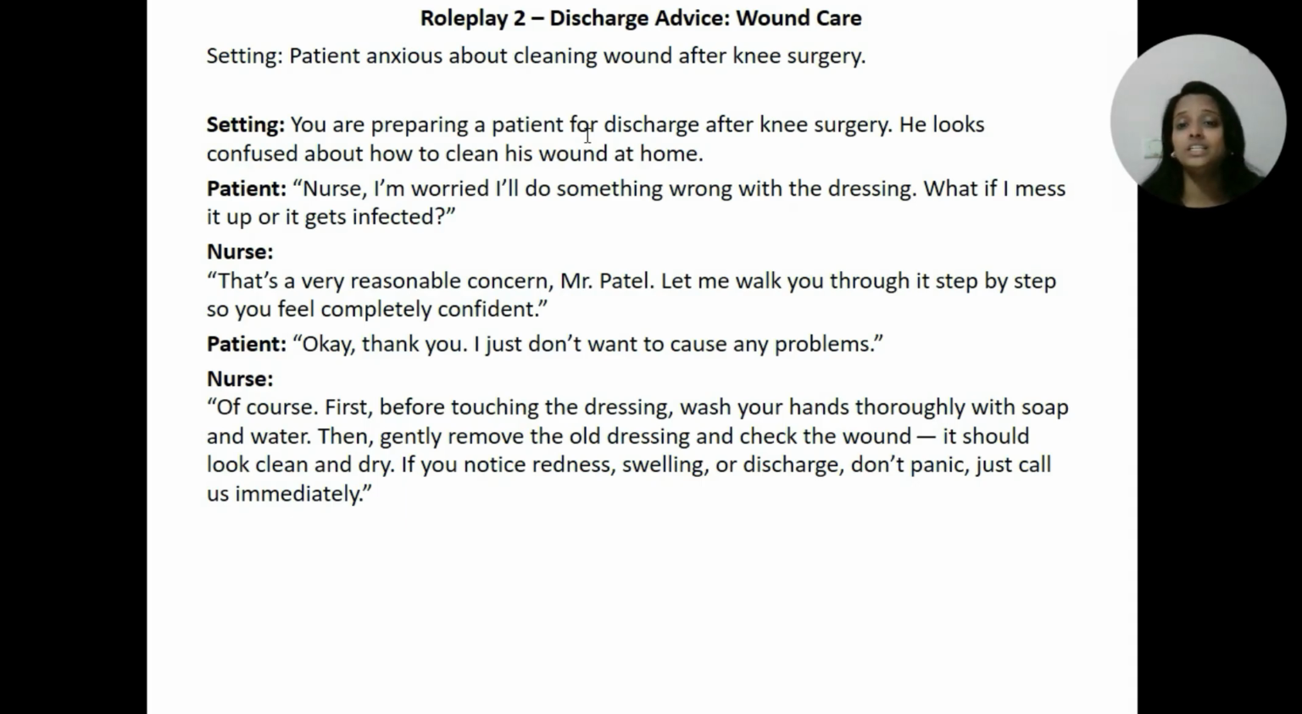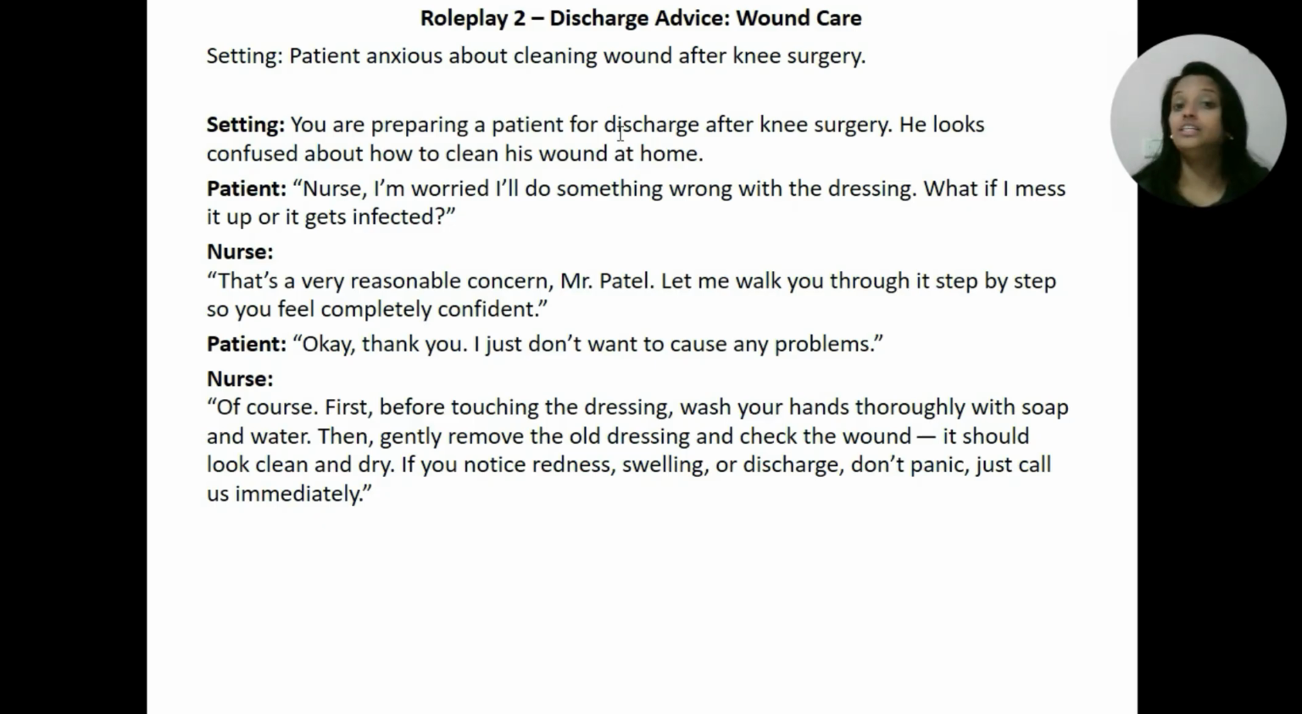The nurse provides instructions logically using the sequential words first, then, and then she also used phrases like "if you notice," which shows information sequencing, which is a key part of the OET criteria. Plus, you reassured emotionally, not just clinically. Okay? So that's how you handle a real OET speaking case like a professional nurse.